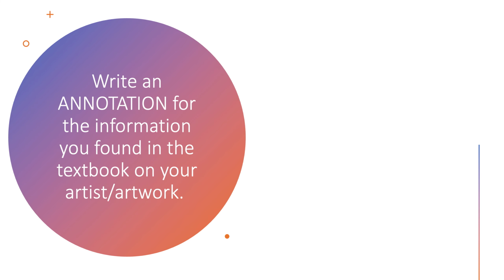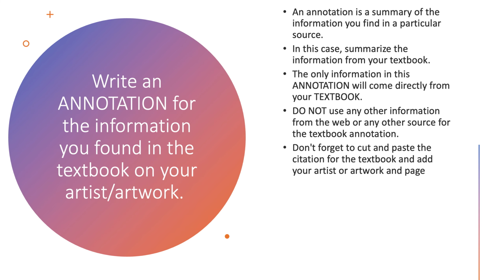So after you find the artwork, you're going to read about it. And an annotation is a summary of the information you find in a particular source. In this case, you're going to summarize the information from your textbook. The only information in this annotation will come directly from your textbook. Don't run and Google or anything like that. You do not use any other information from the web or any other source for the textbook annotation. You're just going to read what they write in the textbook about your artist and artwork, and summarize it in your own words.